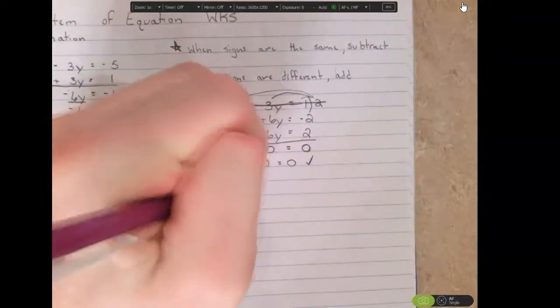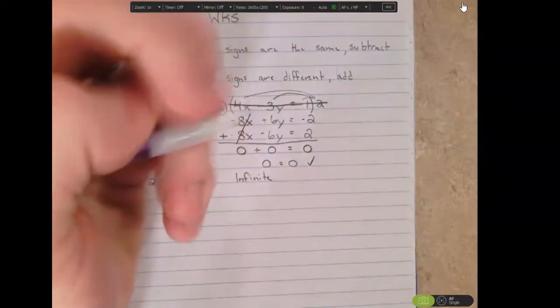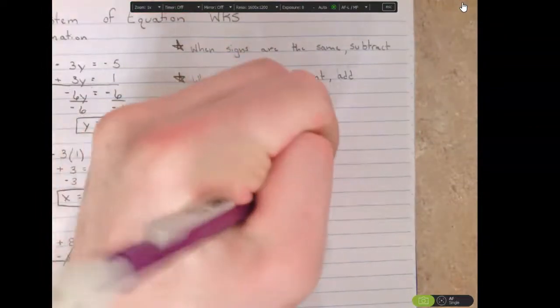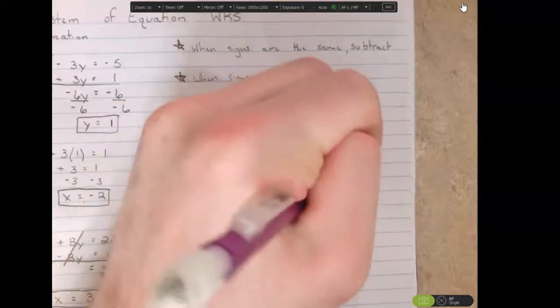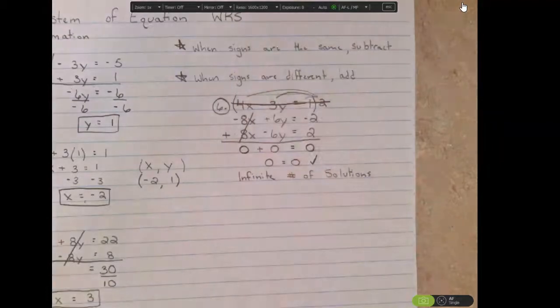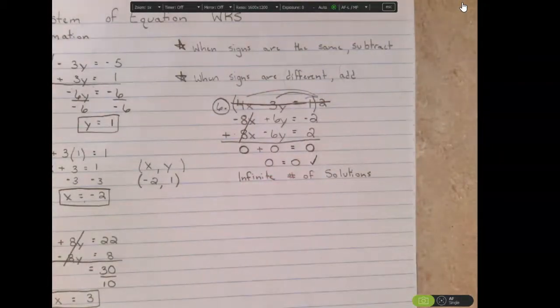So on number 6, this one is actually going to be an infinite number of solutions. Anytime, guys, you have a number is equal to another number, then you're going to end up with an infinite number of solutions.